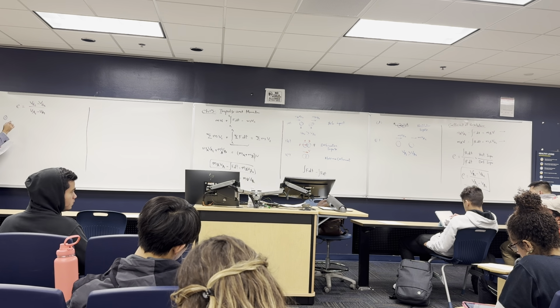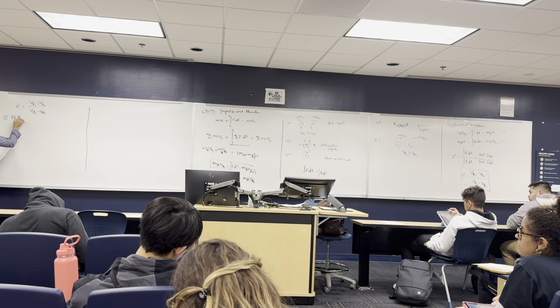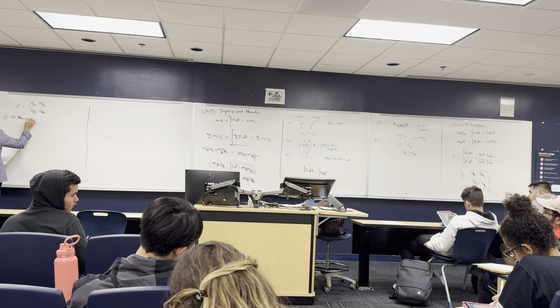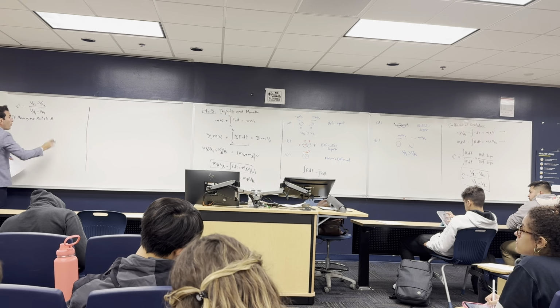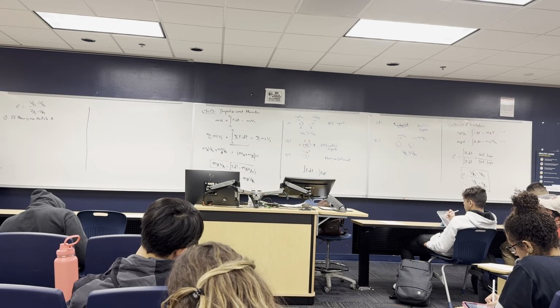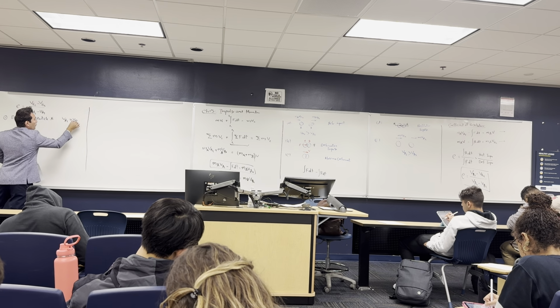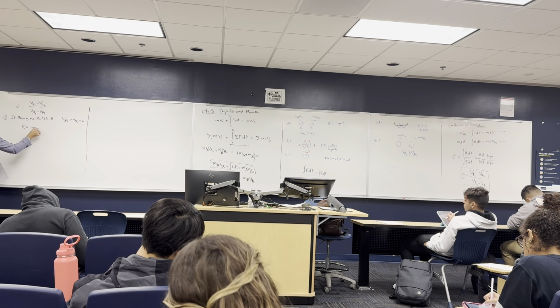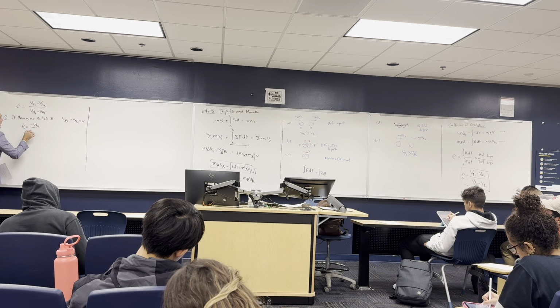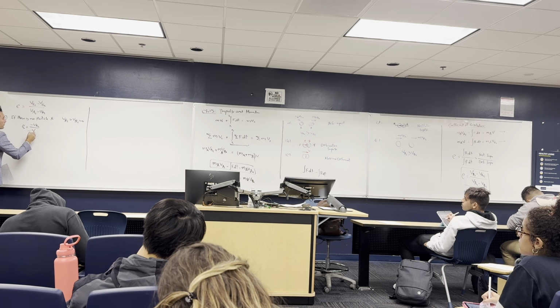So if there is no particle B, which is the case I said right now, VB1 and VB2 are equal to 0. What is going to happen? E is going to be equal to negative VA2 over VA1.